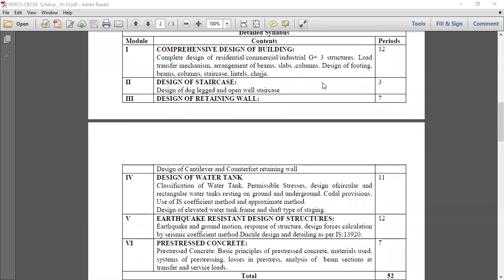Since it is a liquid retaining structure, generally liquid retaining structures are designed by working stress method, because in the working stress method the cracks are avoided. We design a crack proof structure basically, and the sections are high as compared to the limit state method. So these differences you have already studied in TRCS. Now can anyone tell me what are the various types of water tanks?